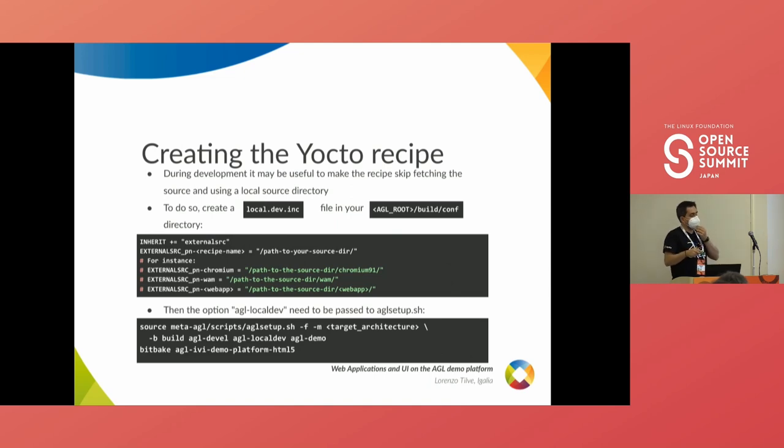To make that easier, it's also possible to use a local dev file. I don't know if you are familiar with building in Yocto, but it's possible to skip using the source and use that local compilation. So in this simple example, you just put that in your AGL root build config file and you do the modifications locally. If you are developing specifically changes inside the AGL version of the web app, I insist, for everything else, you can work in your usual web development environment. You are just working on your application.